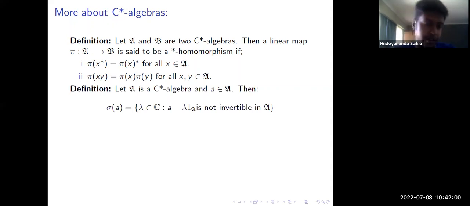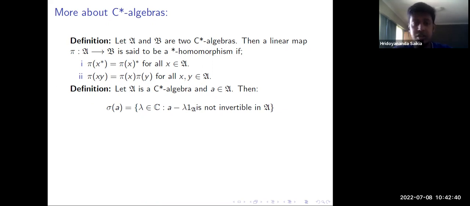And the second thing I want to define is the spectrum of an element. For any element a in the C-star algebra A, we can define the spectrum of a to be the set of all scalars λ such that a minus λ is not invertible in the C-star algebra A. Now we have already talked that a C-star algebra comes with a multiplicative structure. We have talked about the unit element. I have assumed that all C-star algebras are unital.